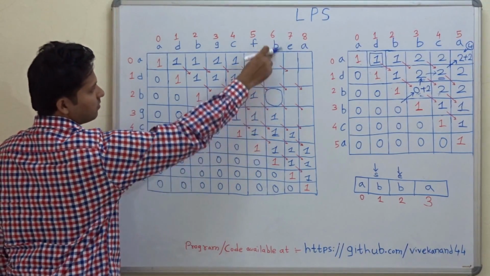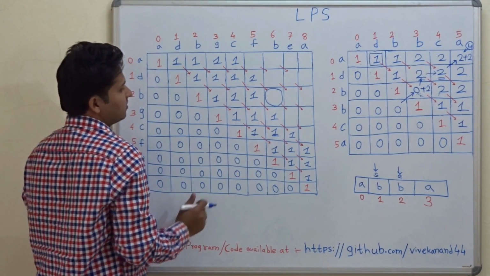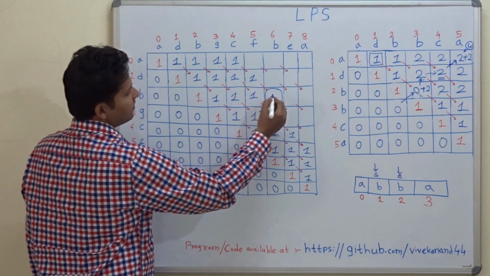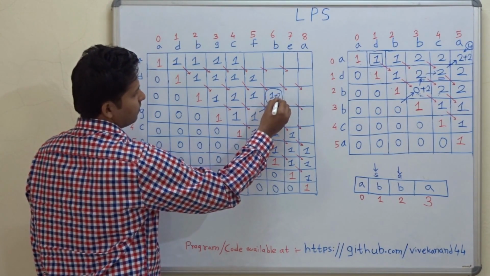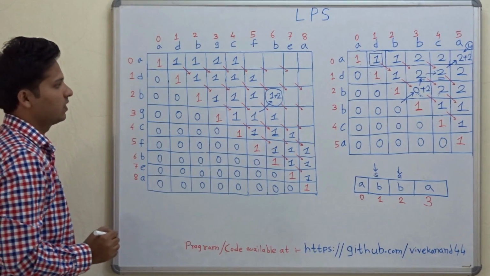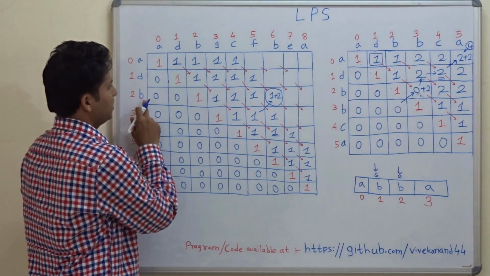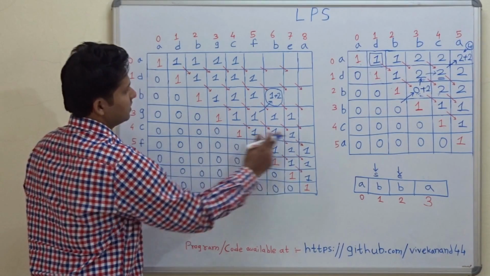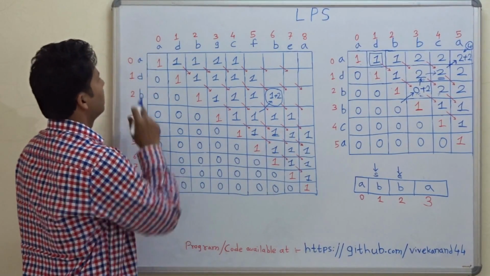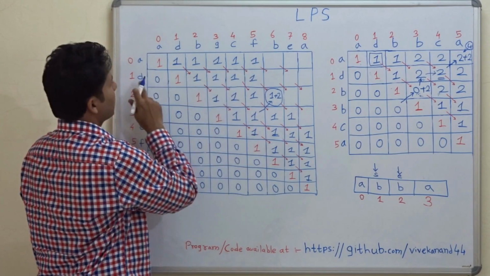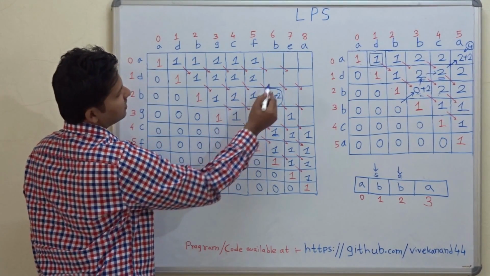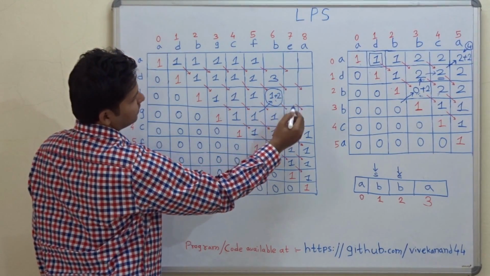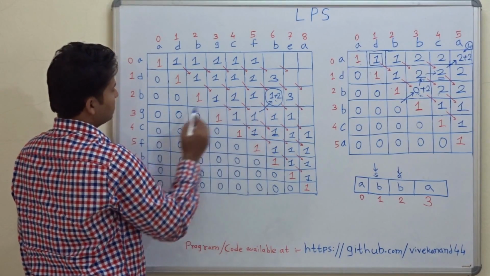B and B match. So we have to take this element and we have to add 2 to it. Now to the next cell, GE, that's 1. CA, that's 1. AF is 1. DB they don't match, so max of this and this is 3. BE, max of this and this is 3. This 1 plus 2 is 3.